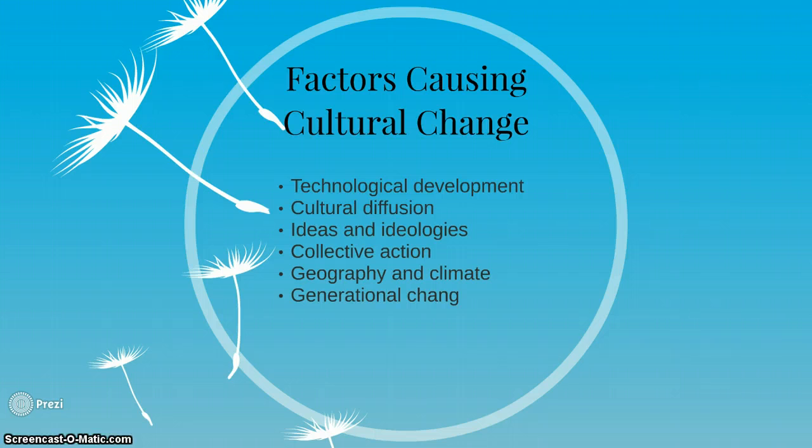Cultural diffusion is another idea. This is an idea of a gradual diffusion of cultural views, ideas, and ideologies. An example right now would be ISIS, which has become very prominent because of its ideas and its ideologies as well as its actions. Collective actions. We could think recently of the Tea Party and Occupy Wall Street as two different examples of collective action. Geography and climate can change the culture, and generational change, as we said earlier.